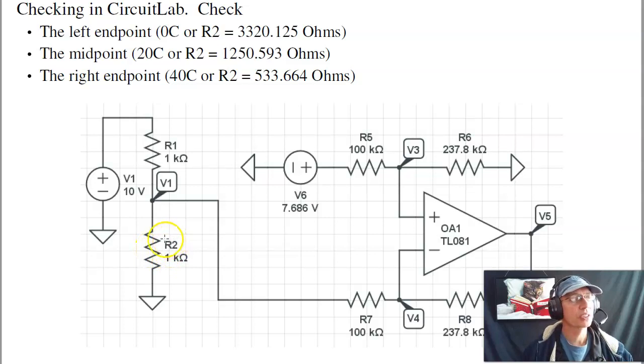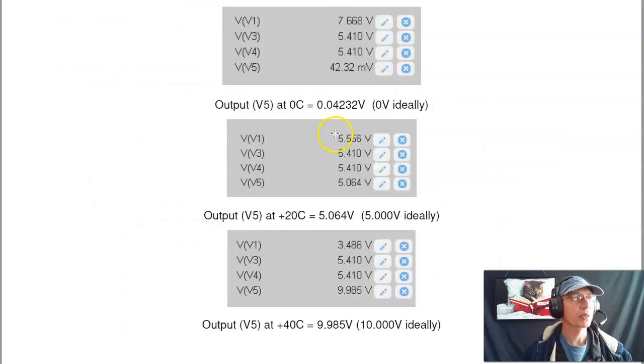The circuit doesn't know or care how you generate R2. I can check the left endpoint. When R2 is 3320 ohms, that corresponds to 0 degrees Celsius, find the output. At midband, at 1250 ohms, find the output. And at the top end, when its output should be 10 volts, at 533 ohms, find the output.